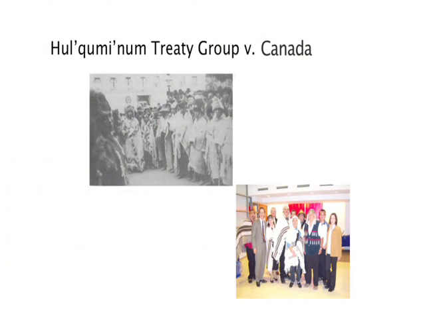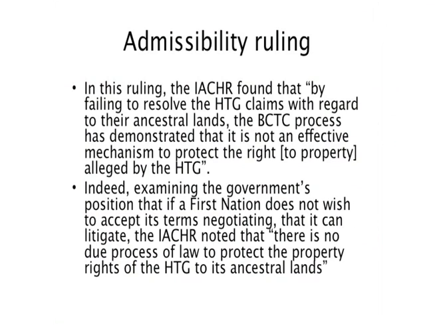And lastly, the case that we brought to the Inter-American Commission in Washington, D.C., the Tsilhqot'in Treaty Group versus Canada. In our case, in the admissibility ruling, the Inter-American Commission found that by failing to resolve our claim with regard to ancestral lands, the BC treaty process has demonstrated that it is not an effective mechanism to protect the right, because that's what Canada was arguing. Well, in British Columbia, you have the BC Treaty process, and there are nations that are involved in that, therefore you have an effective remedy. The Inter-American Commission agreed that this was not an effective process. It's been 21 years, and we have 2 treaties.